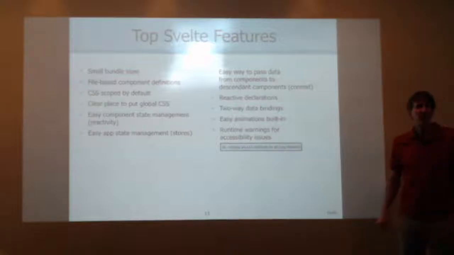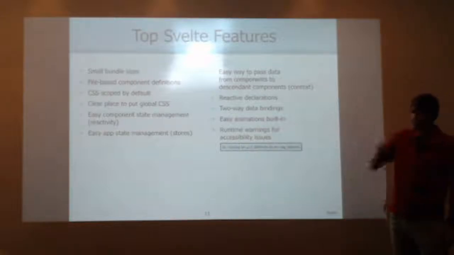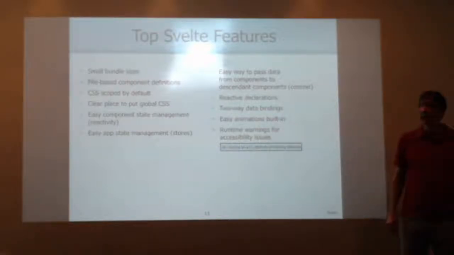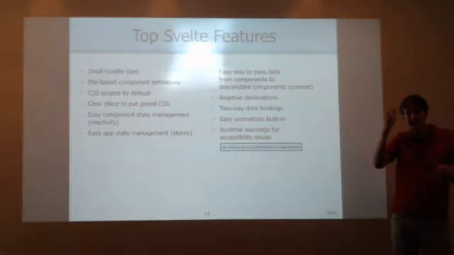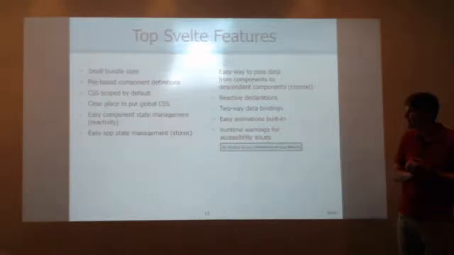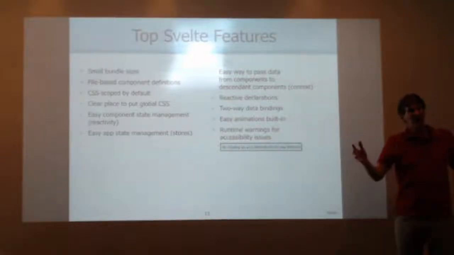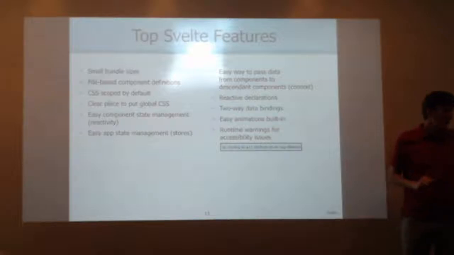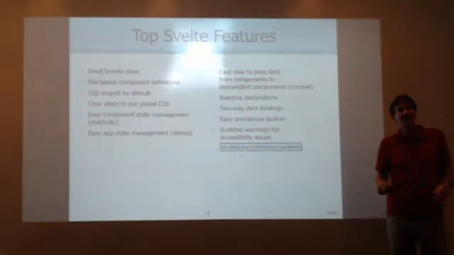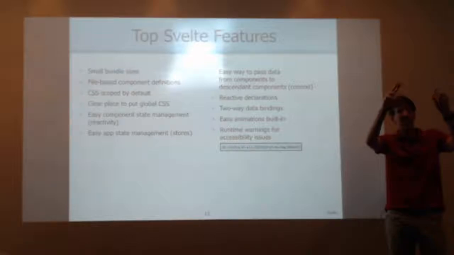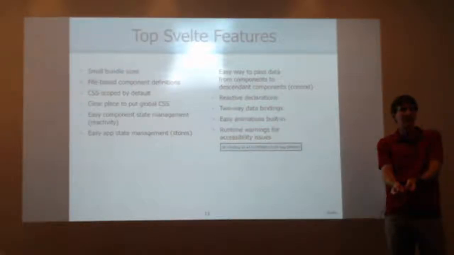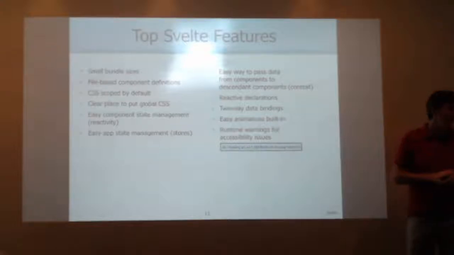CSS is scoped to the component by default. And of course, you probably want to have some global CSS as well. If you want to say that every button in my application should have a green border, then I have a clear place to put that kind of CSS. Managing component state that is just for that component is really easy, and that's something that Svelte calls reactivity. Managing state across all my components using stores is really easy. If I need to pass some data from some ancestor component down many layers to a descendant component, that's really easy using Svelte's version of context.